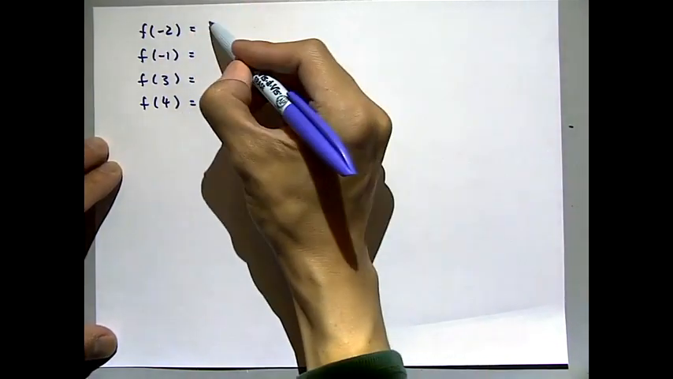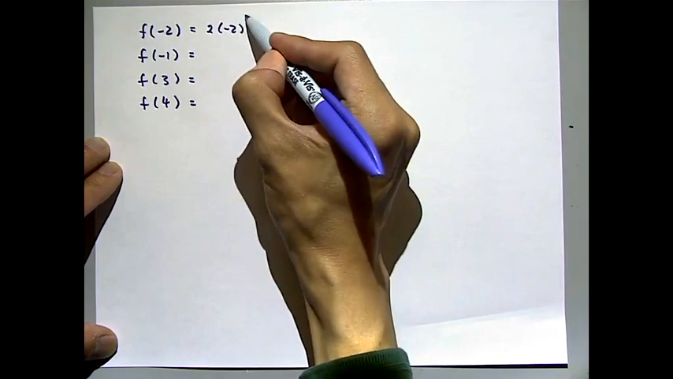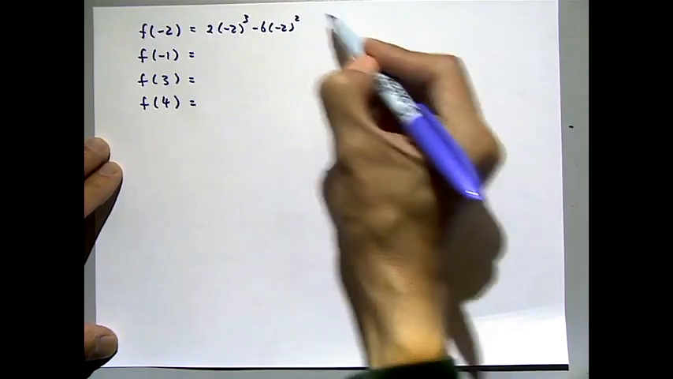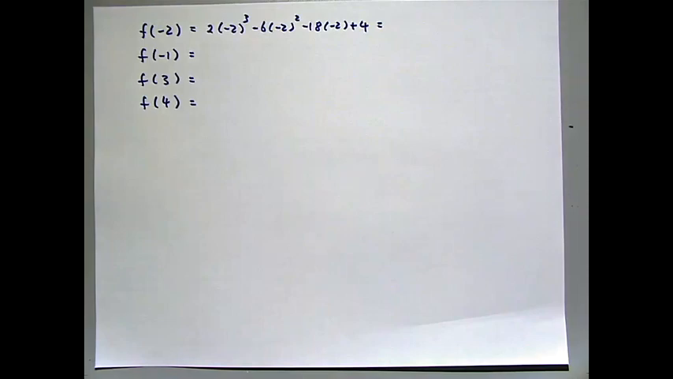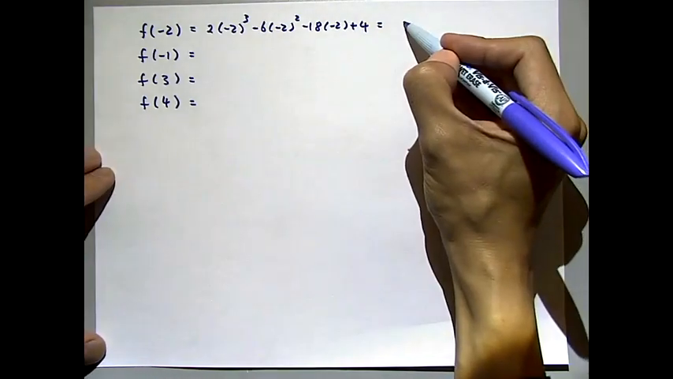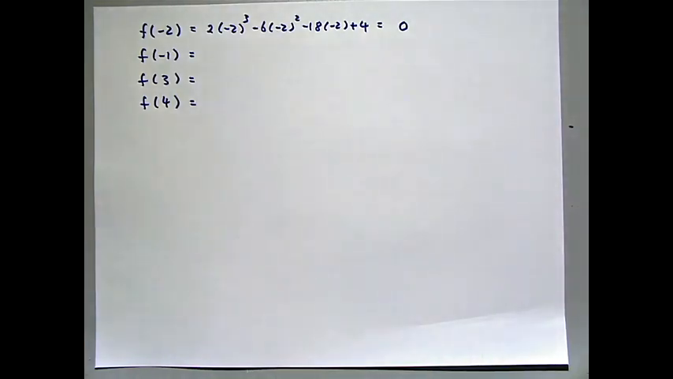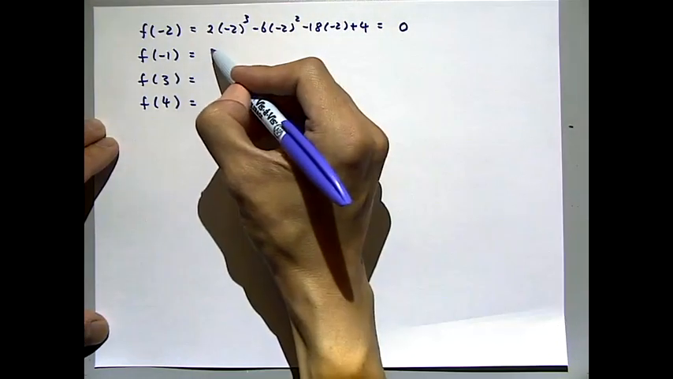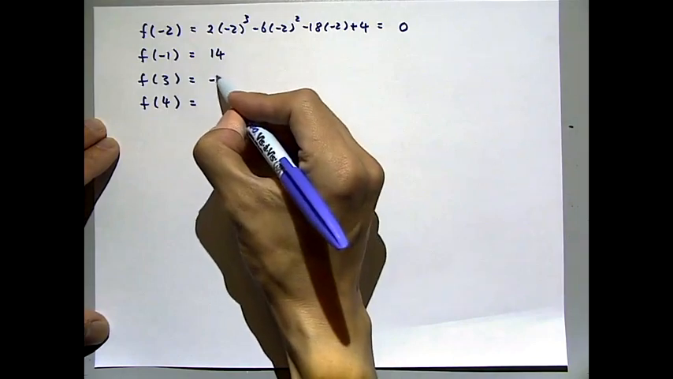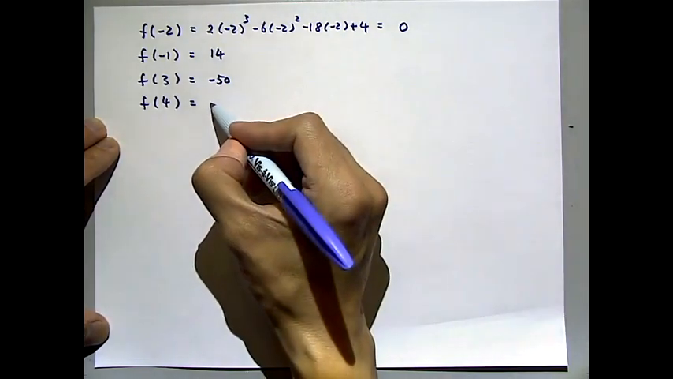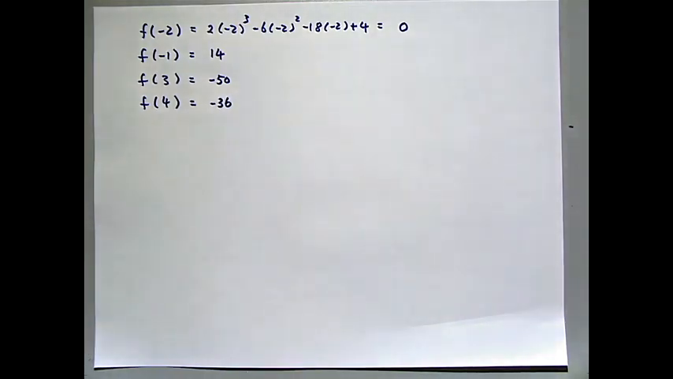At the left endpoint, we plug minus 2 into the original function. And if I do that, it turns out I get 0. Then I repeat that with minus 1, plugging into the original function. So I end up getting 14. I did this beforehand. Repeating that with 3 into f again, we get minus 50. And finally at 4, we get negative 36. And these tell you how high or how low the function can get.